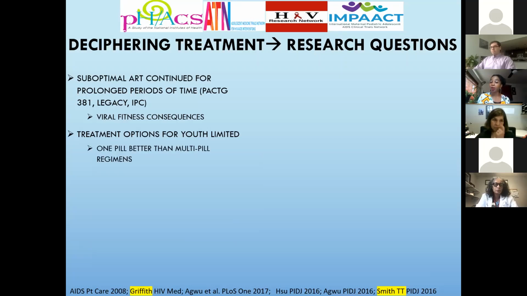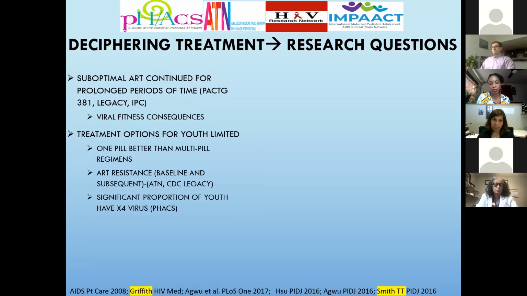One pill was better than multi-pill regimens. This is work done by David Griffith. However, there was still a lot of non-adherence, even with those one pill regimens. There was significant ART resistance at baseline, but also subsequent development of antiretroviral treatment resistance. And a significant proportion of youth had X4 virus, meaning one whole class of antiretroviral treatment was not available to them because of this change in the receptor.